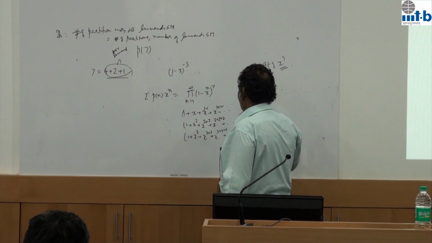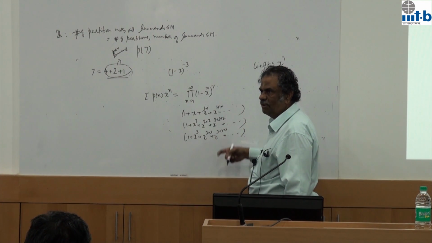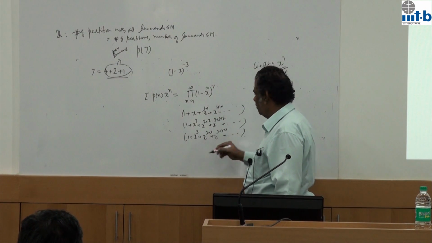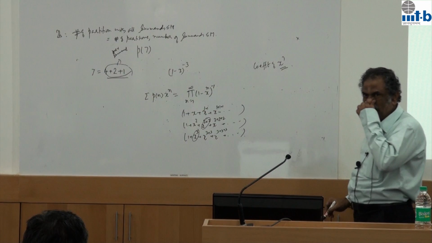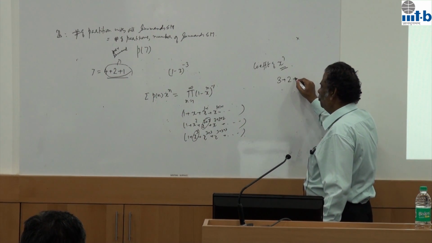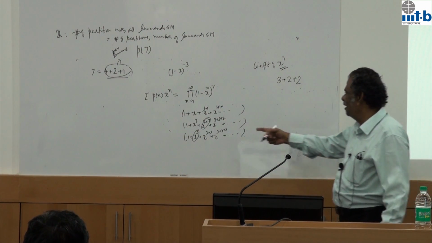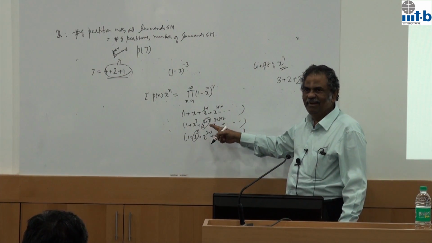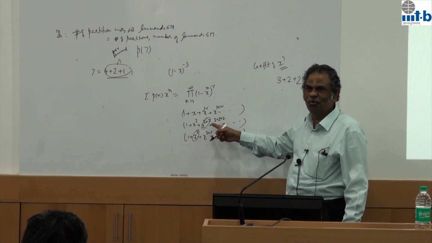For x⁷, I have to take one term from each bracket so that the product gives you 7. For example, I can take this term and this term. That will give you the partition which is 3 plus 2 plus 2. And that is the reason why I did not write the 4 here, because then it would be difficult to see that 4 is actually standing for 2 plus 2.